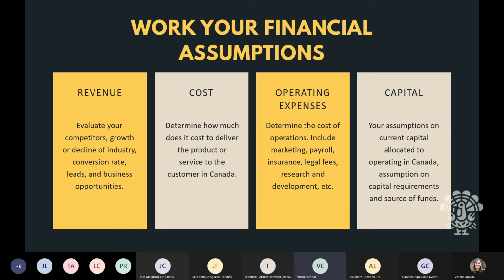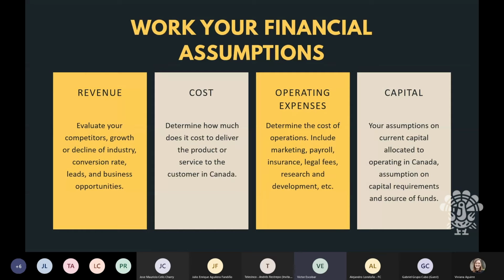The third one is the operating expenses. It's similar to the previous slide that I mentioned. Here, you will have to check your payroll, the marketing, insurances, legal fees. If you are renting, if you are, for example, a video game developer.